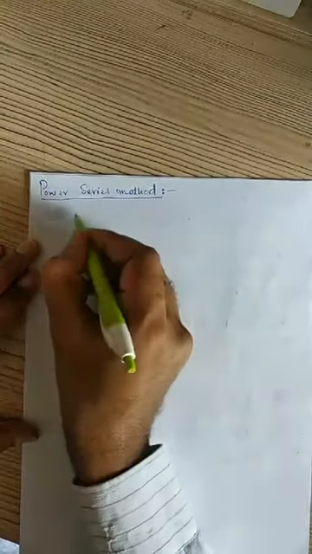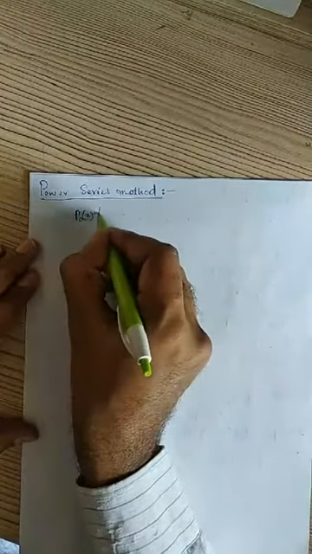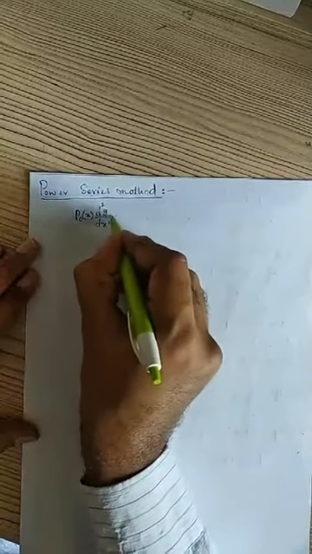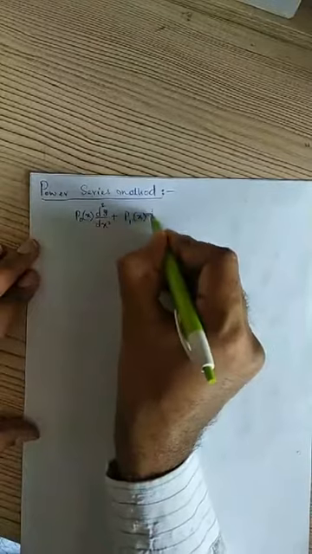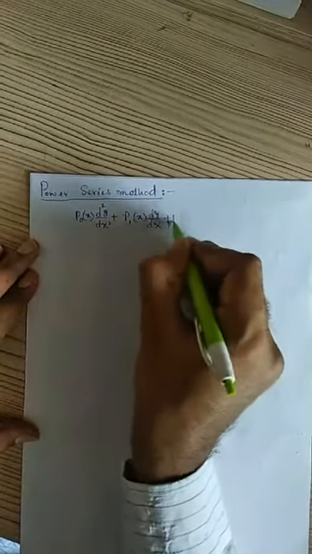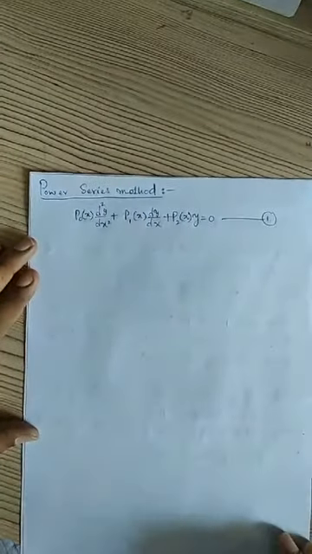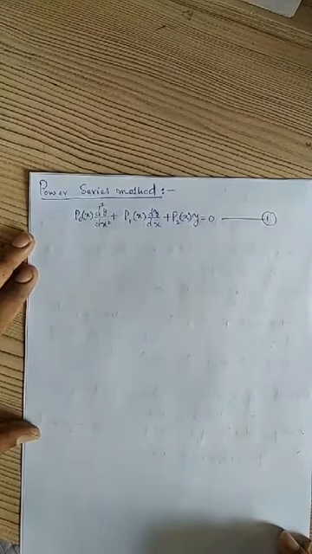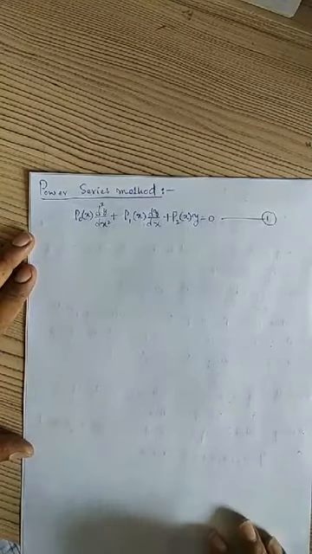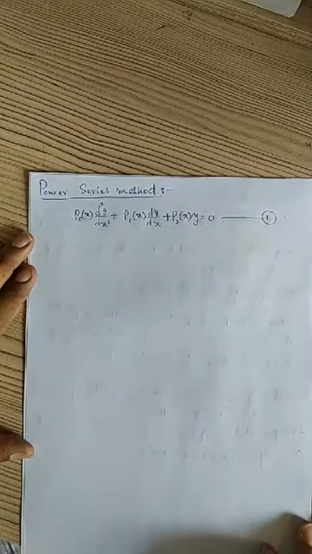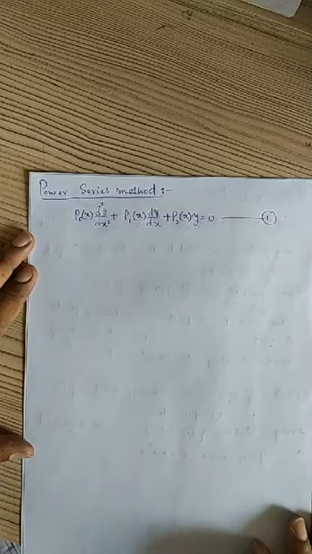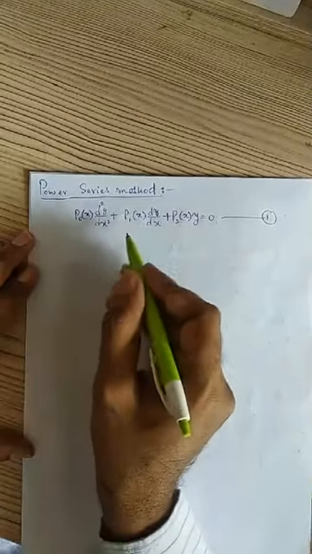So again I will consider the same equation, p naught of x d square y by dx square plus p1 of x dy by dx plus p2 of x into y equals 0. Consider this as equation 1. You know that this equation is a second order homogeneous linear differential equation with variable coefficients. This power series method is used to solve this type of equations. How to solve this type of equations? For that we use the power series method.